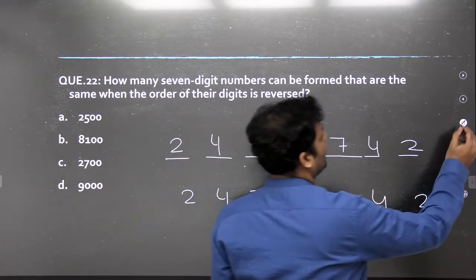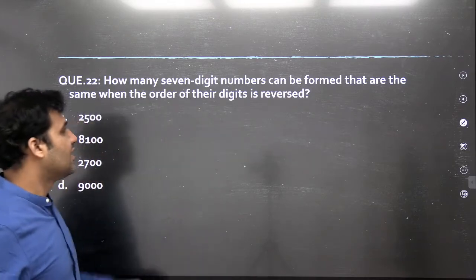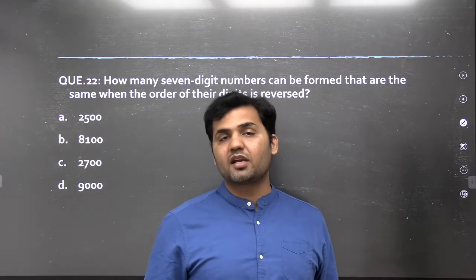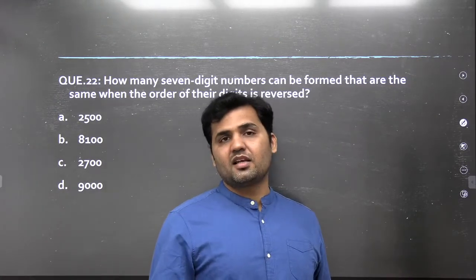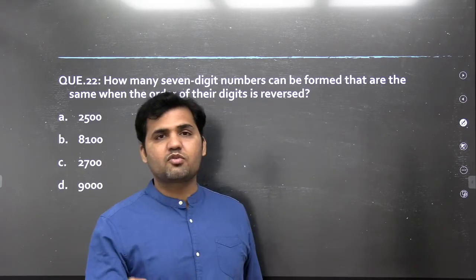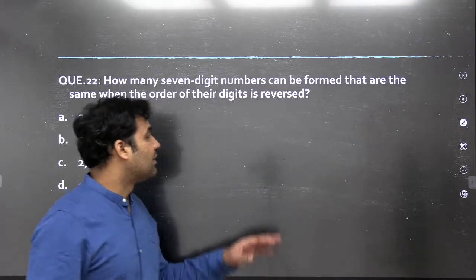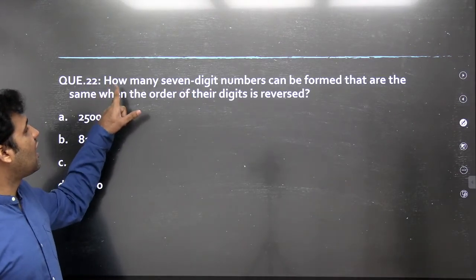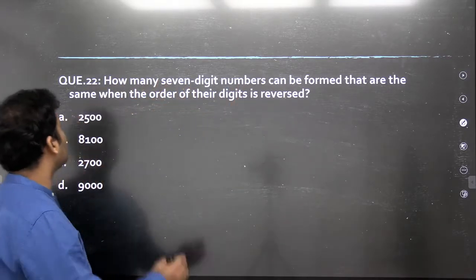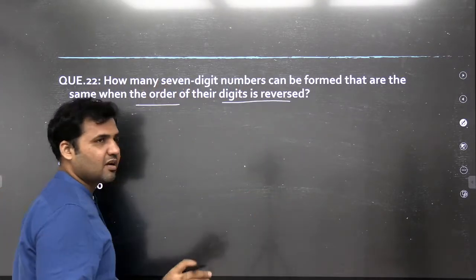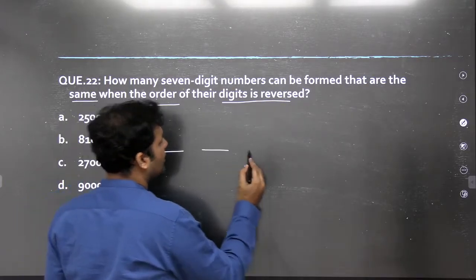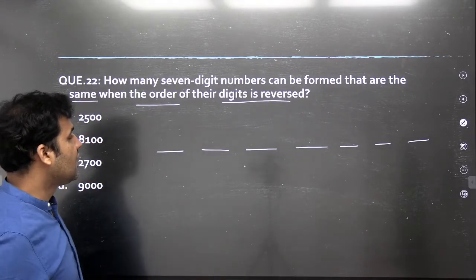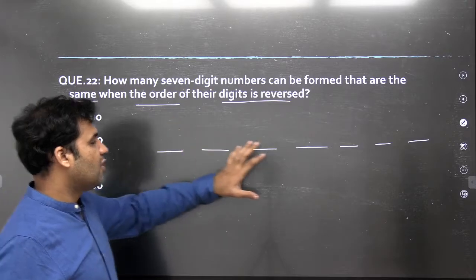Now look at the question. This is a question based on palindromic number. Examiner might also give you straight away how many palindromic numbers you can make by using the digits from 0 to 9, and that palindromic number can be of 3 digit, 4 digit or 5 digit. But here the definition of palindromic is not given. Straight away it is given how many 7-digit numbers can be formed that are the same when the order of their digit is reversed. That means it's talking about palindromic number. So when the order of the digit is reversed, the same number should appear again and it should be a 7-digit number. So guys, you have to start from the unit digit.